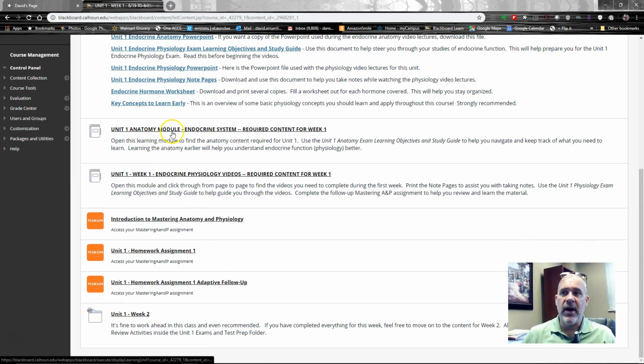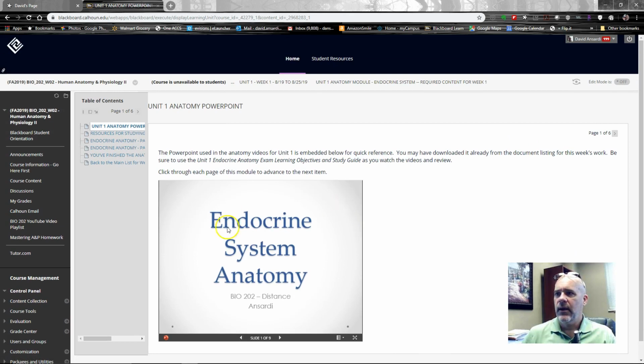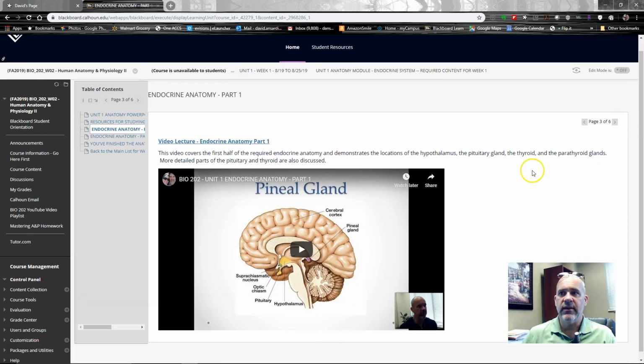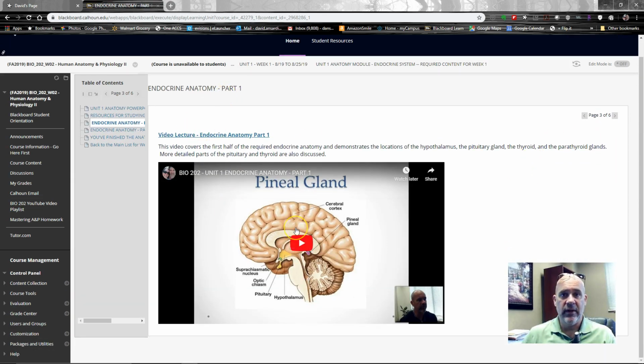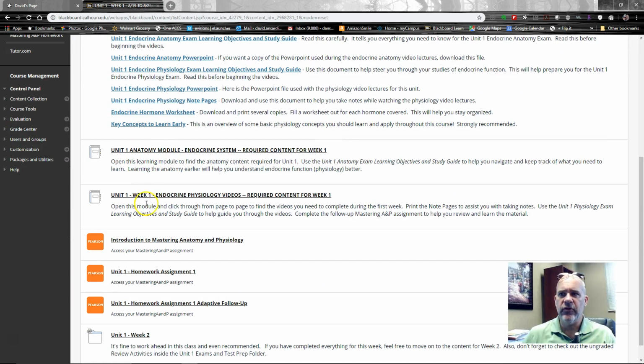And then you will see these modules each week, usually more than one. And you open these modules and you're able to click through from page to page, and there's written information and also video clips that go over the required content for the course, and this includes the laboratory content for the course. So that's how that will be laid out. So you'll click through those modules.